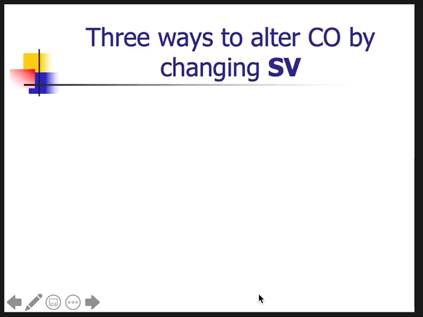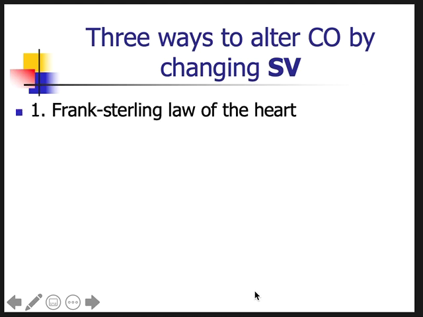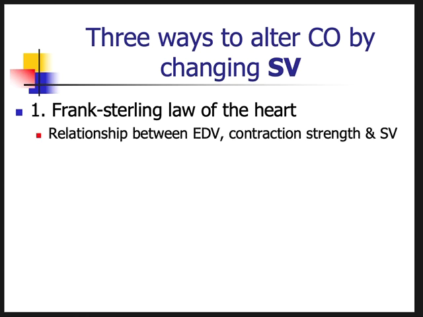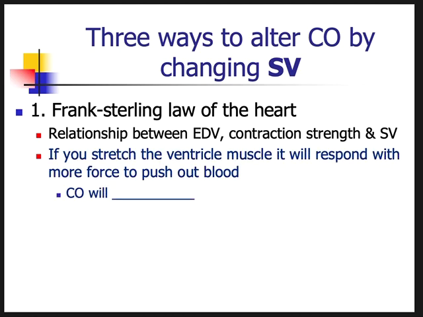Okay, so the 3 ways to alter cardiac output by changing stroke volume. The Frank-Starling law of the heart, and that really should be capitalized, 2 last names of the scientists that did the work that led to these discoveries. So they found that there's a relationship between your end diastolic volume and your contraction strength. So what they found is that if you have a larger amount of blood in the ventricle, if you have a larger end diastolic volume, it's going to stretch the heart, and that is going to lead to a stronger force to push the blood out.